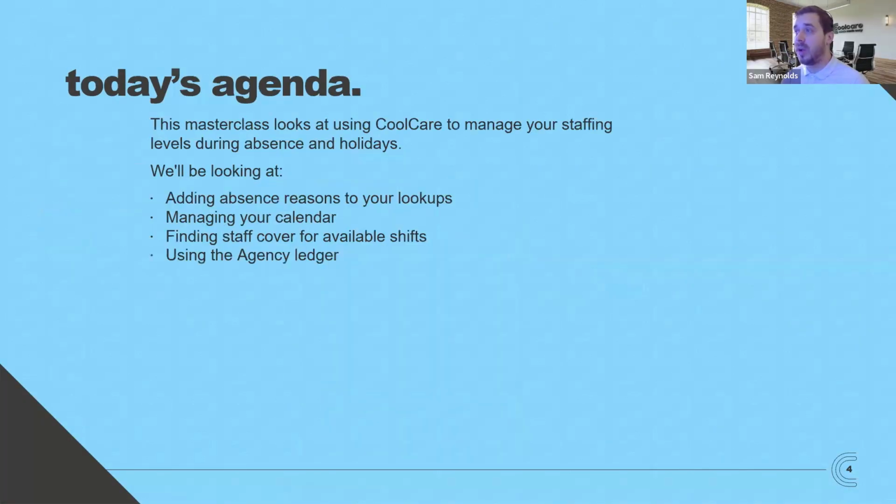So what we'll look at today is managing our staff levels during things like absences and holidays for our staff members, and how we can manage the absences on the system, different things we might need to know about. So things like adding absence reasons onto our system, saying why people may be off on certain days, managing our calendar, things like our holidays and absences on there, and then how we can manage the system to find cover for those shifts afterwards, whether that's through finding staff cover from our staff members or using the agency ledger to bring in agency shifts to cover those instead. So, plenty to look at.